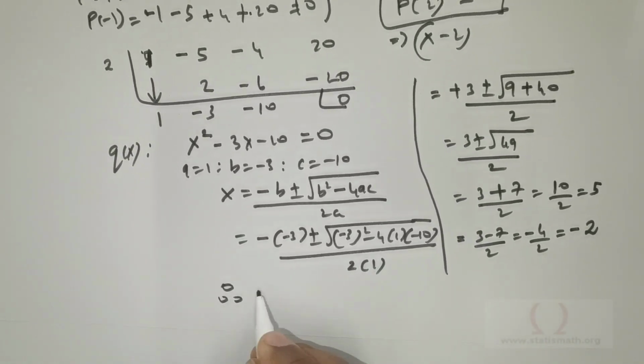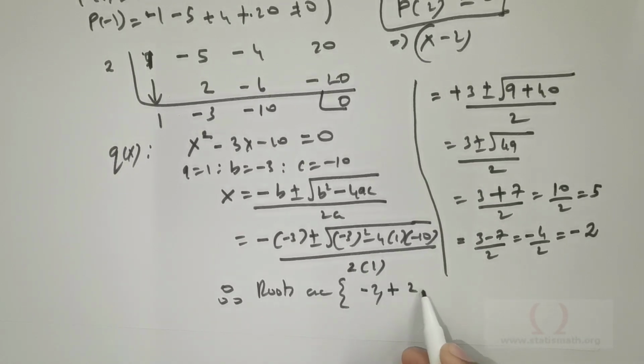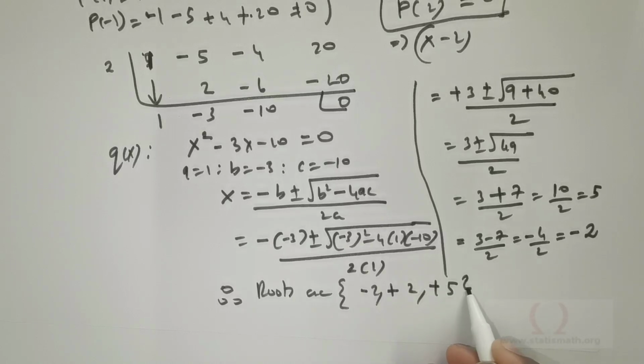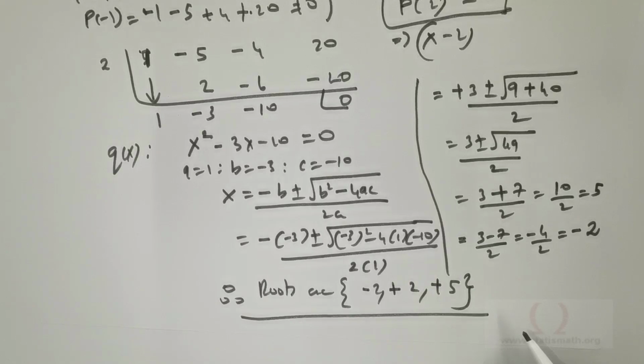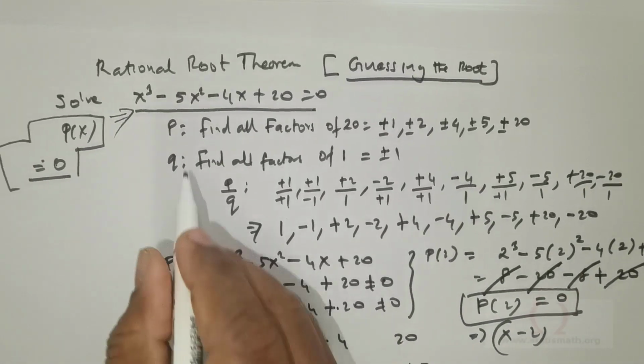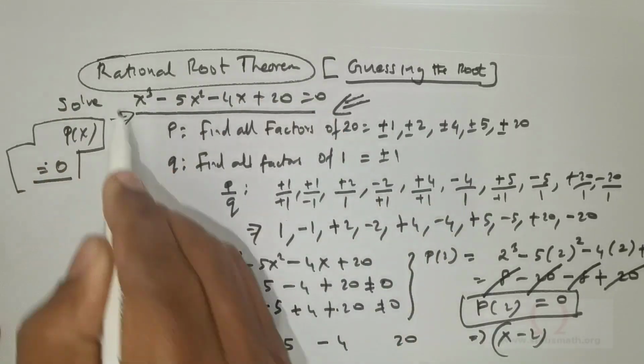So therefore the roots are -2, plus 2, and plus 5. So I have achieved the objective, that is to obtain the roots of the given polynomial. So what did I do? I used this theorem, the rational root theorem.